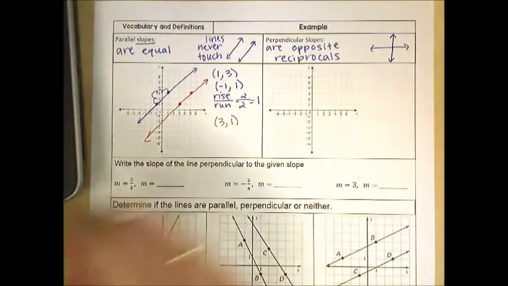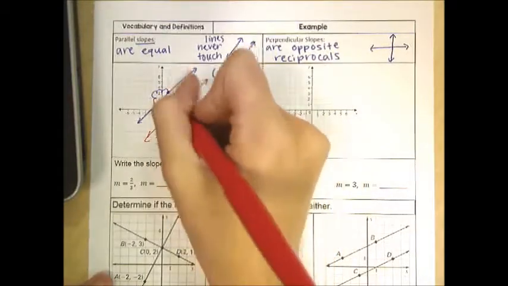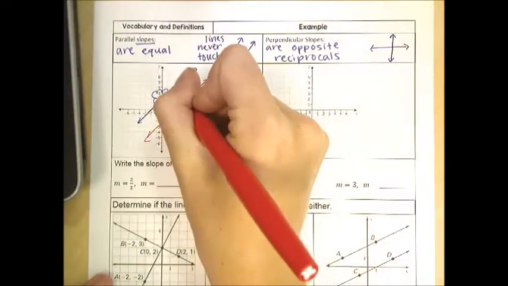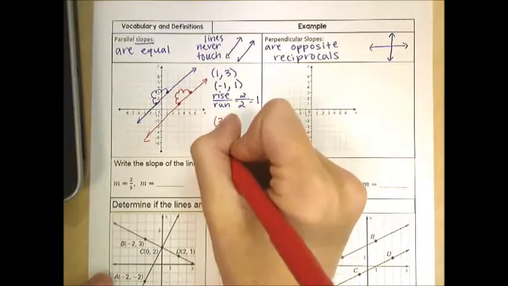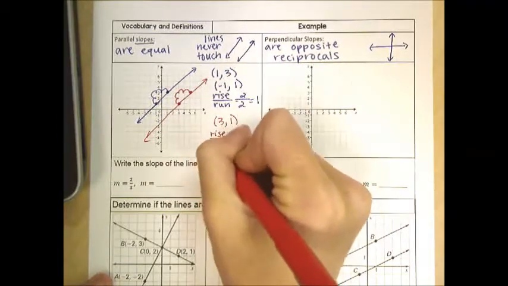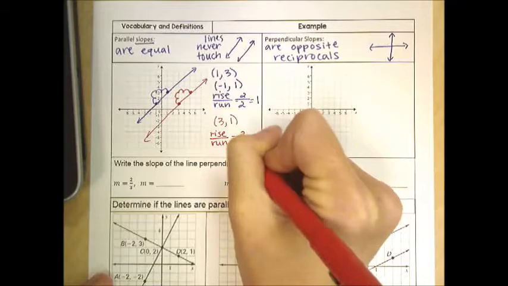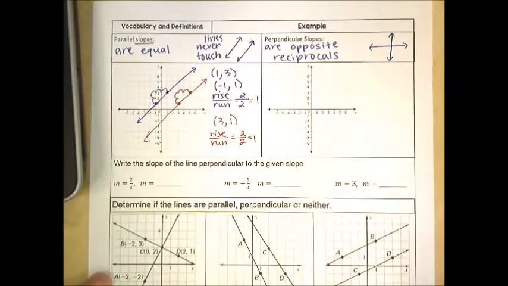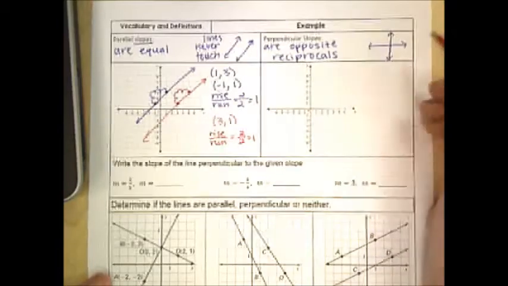and I see that that red line I just found has the same slope. So I rise 1, 2, and I run 1, 2. I rise over my run. It's the exact same. So those are examples of parallel lines. All right, let's look at perpendicular lines.